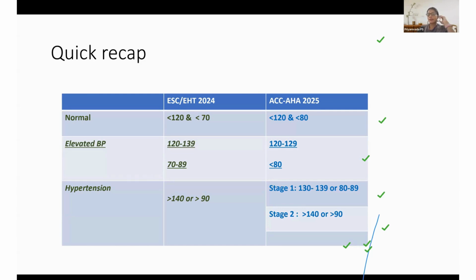So let's have a quick recap of what we had around 2-3 weeks back. The definition of hypertension keeps on changing between different professional bodies. But what is universally agreed is that a sustained blood pressure of more than 140/90 is the treatment target for hypertension.